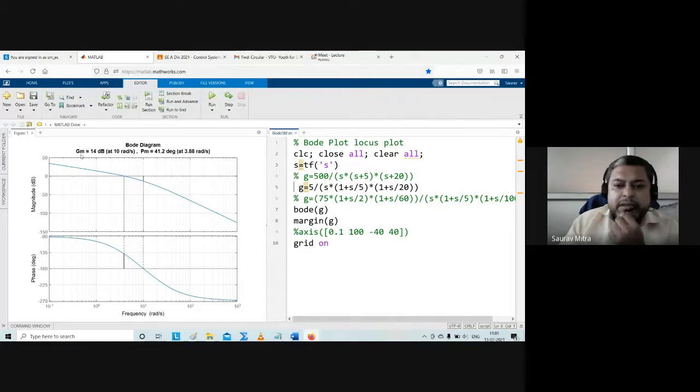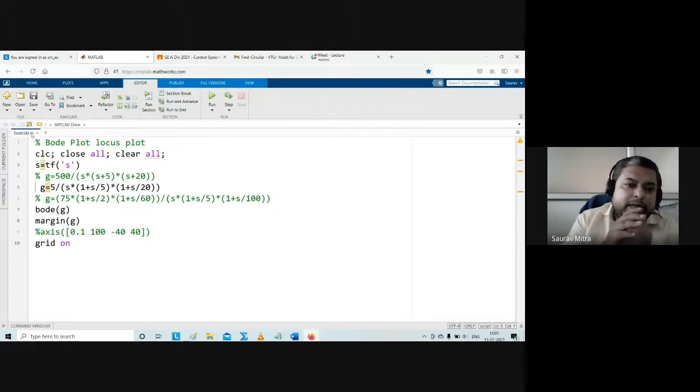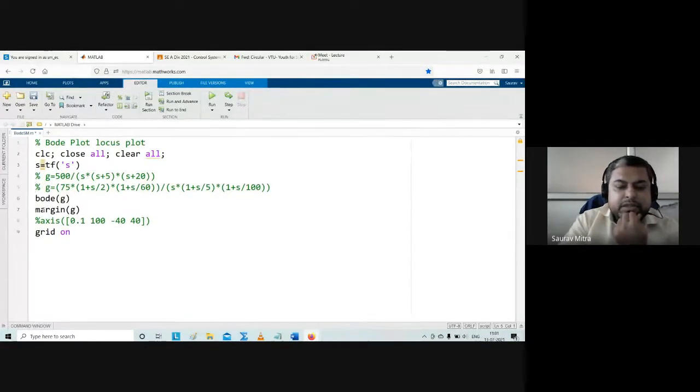The understanding is when both gain margin and phase margin are positive, the system is absolutely stable. When they both are negative, the system is absolutely unstable. It is possible that gain margin is positive and phase margin is negative. In that case also the system is unstable. So the only case of stability is when both gain margin and phase margin are positive.